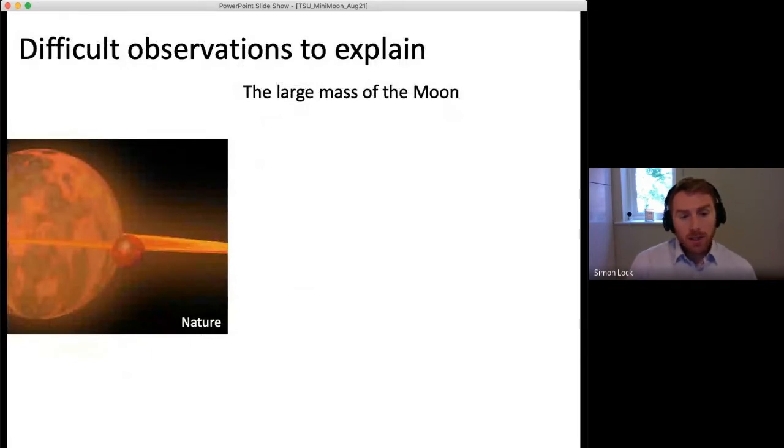So the first of these is actually one of those principal constraints, and that is the fact that the moon is a very large fraction of the mass of the Earth.